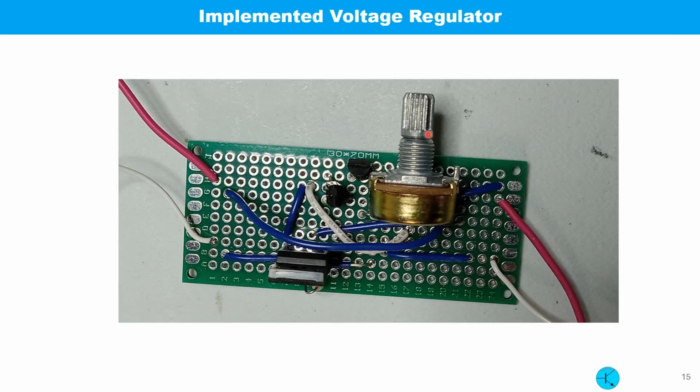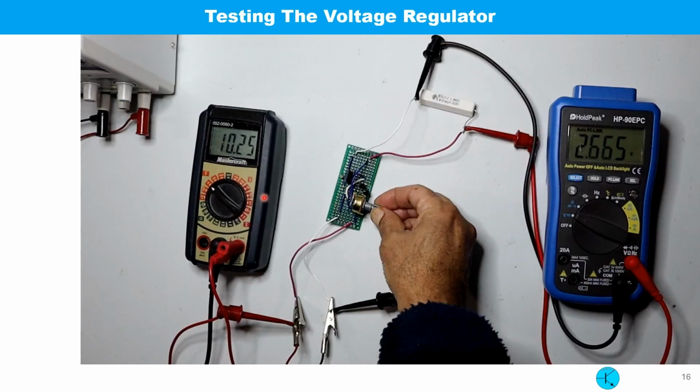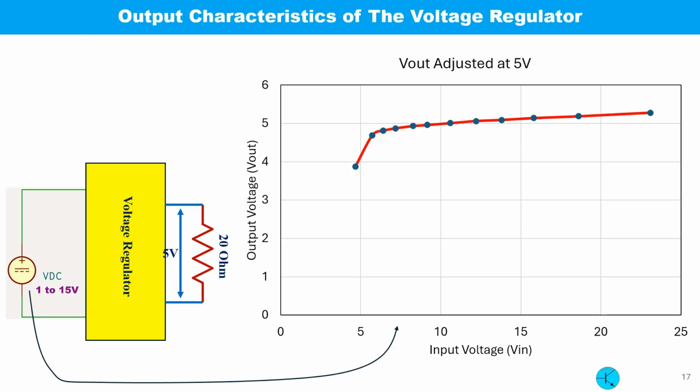This is the photo of the implemented circuit. A test setup is shown here with two voltmeters connected on the input and output side. A 47 ohm load resistance is used at the output. The output voltage was set at 5 volt and the input voltage was varied from 5 to 24 volt. The plot for the output voltage is shown here. From 6 volt onward, the output voltage increased by a little amount, as you can see, as discussed before.